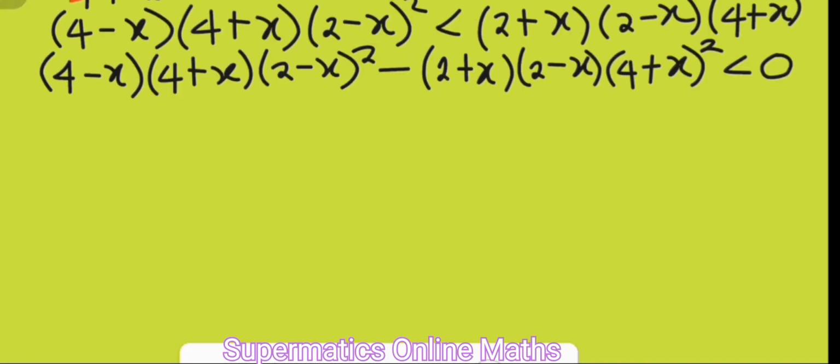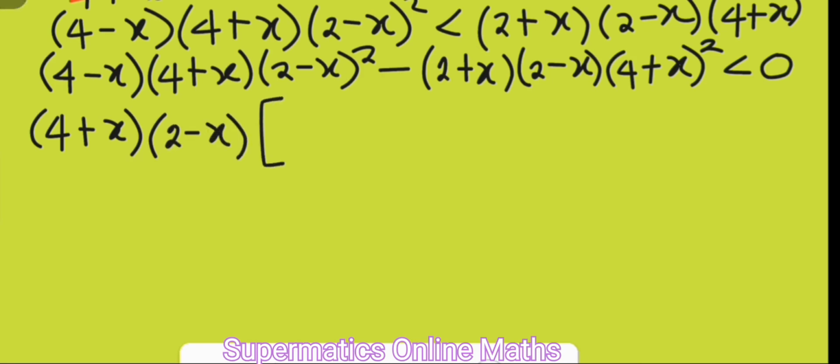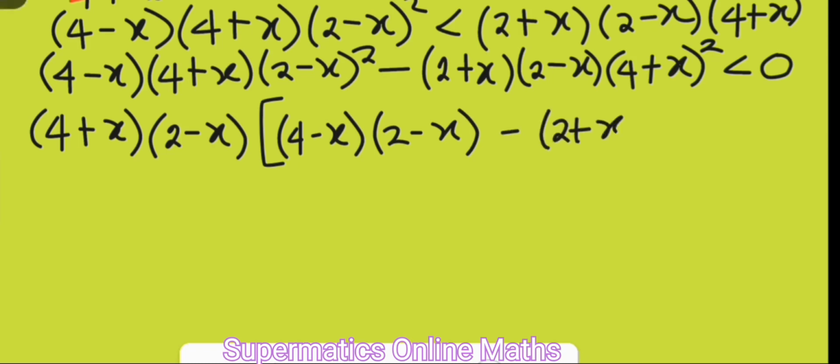Then we have some common factors now that we have reduced the inequality to this expression and this expression. So we can factor out (4 + x) and (2 - x). While we open a bracket, then we'll be having (4 - x)(2 - x), then minus (2 + x)(4 + x), less than 0.